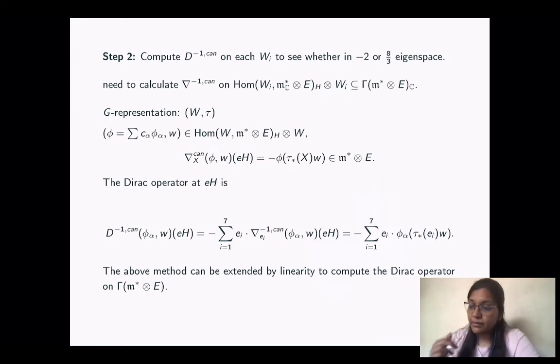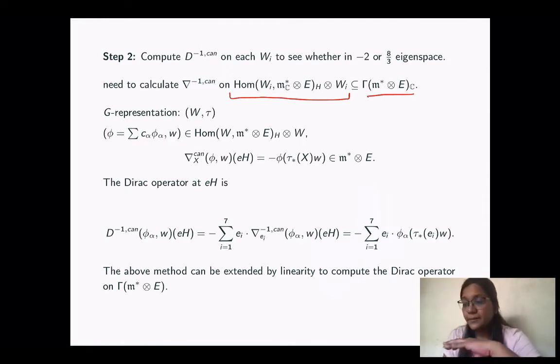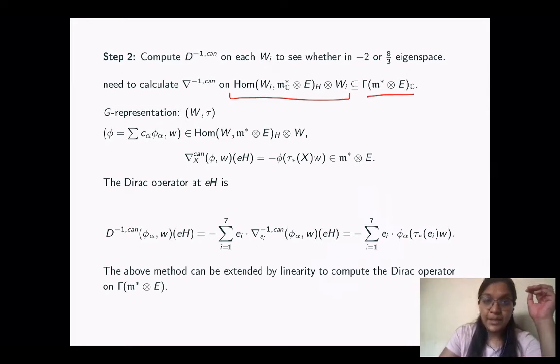So for doing that, first of all, we'll be working with somewhat this kind of space. This is the space of sections, which is where our epsilon lies. So now we have this G.